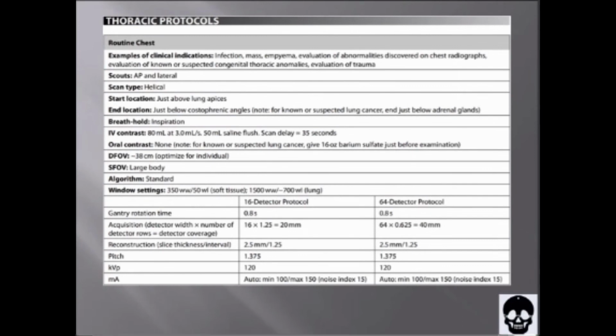Pitch, 1.375. Same in 64 detector, 1.375. Kilovoltage peak, 120. In 16 and 64, same, 120. Milliampere: auto, minimum 100, maximum 150. Noise index 15. Auto, minimum 100, maximum 150. Noise index 15.